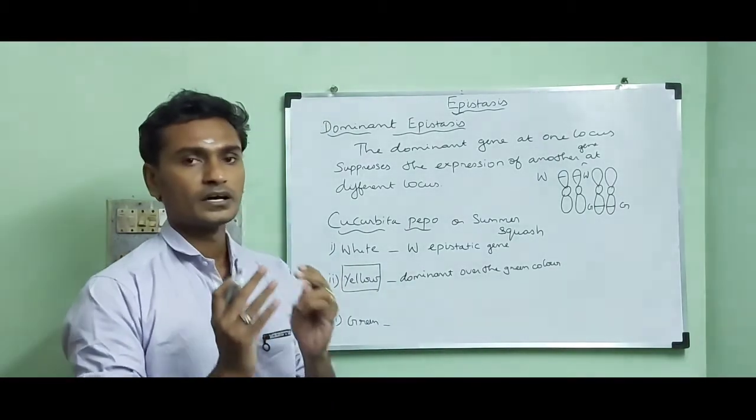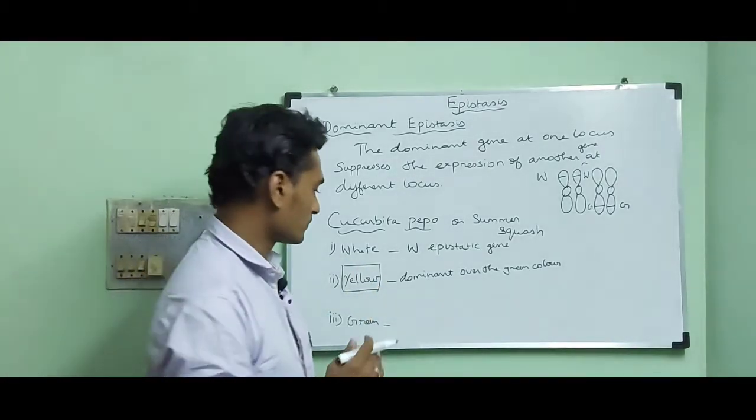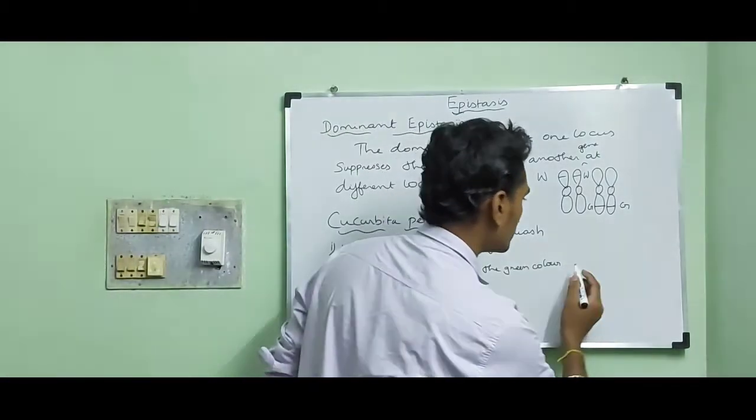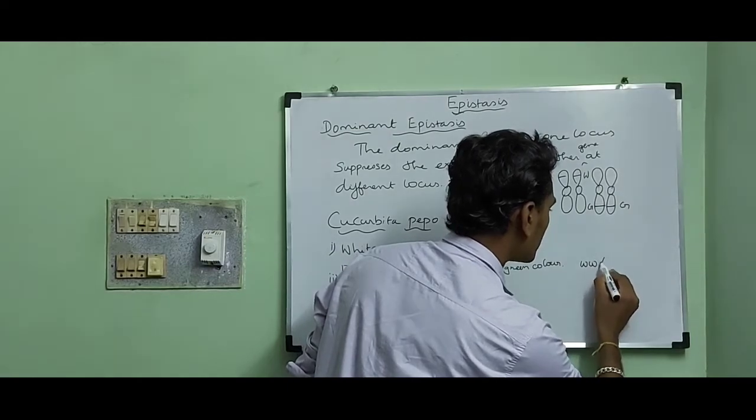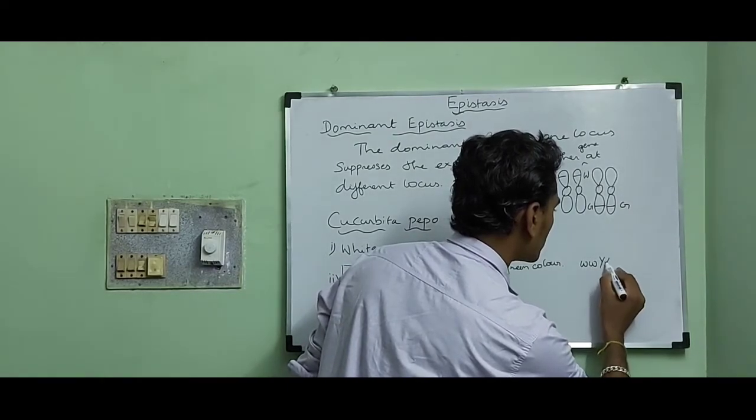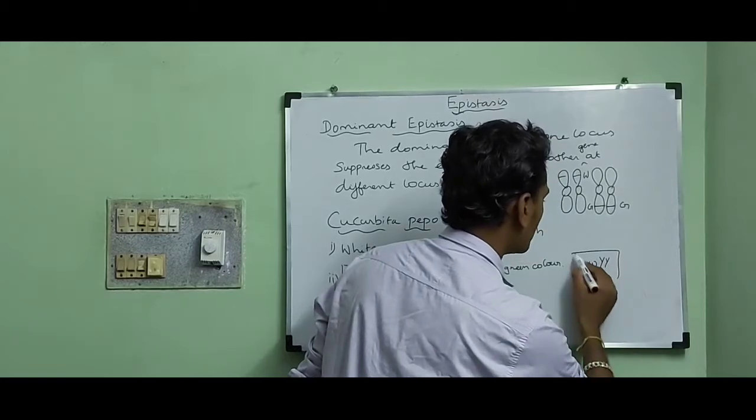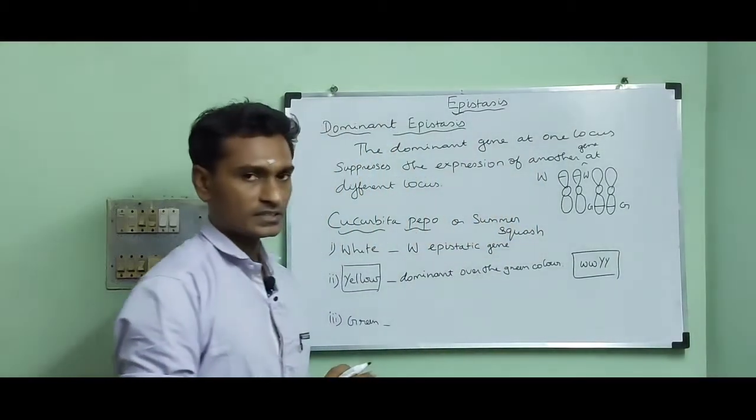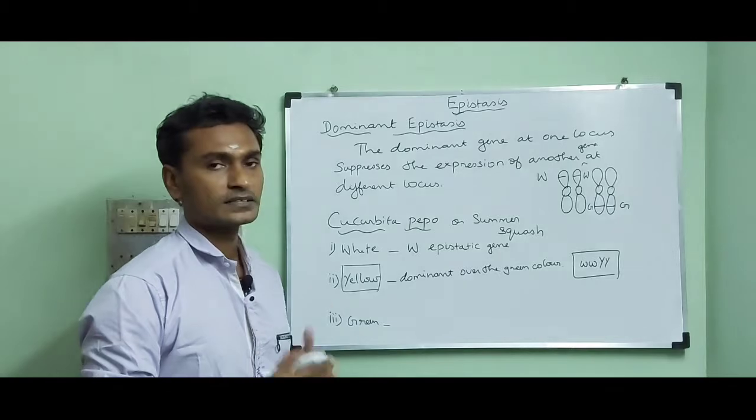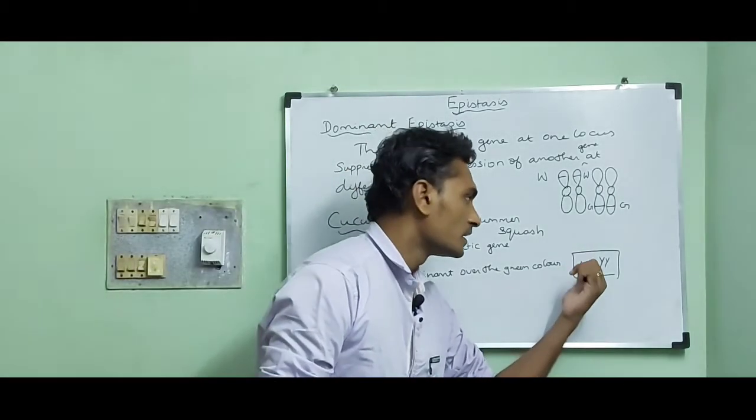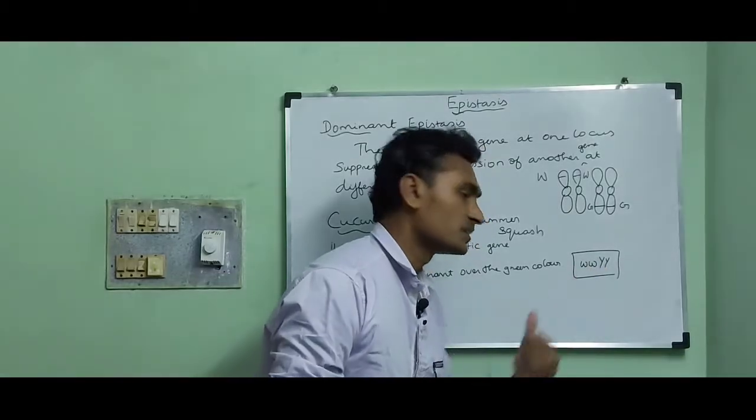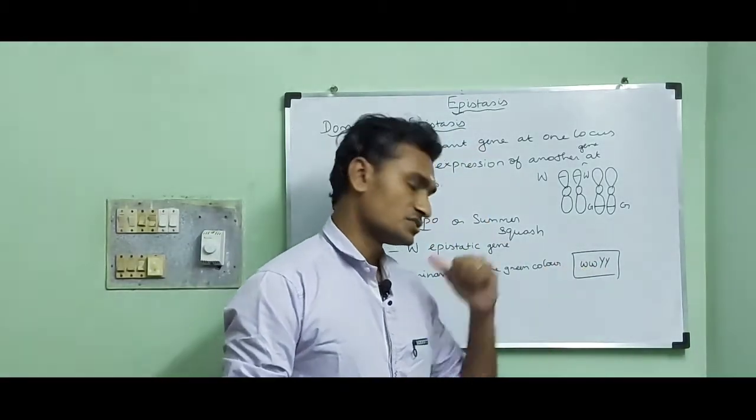Now I write the genotype of that color yellow. So small w, small w, here capital Y or small y. In this condition only the yellow color can be expressed because of the absence of the dominant epistatic gene.